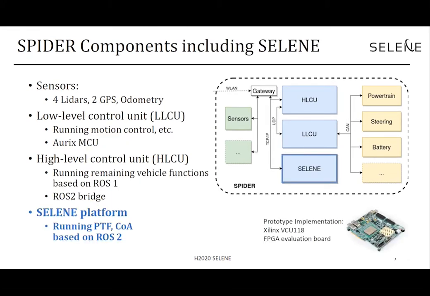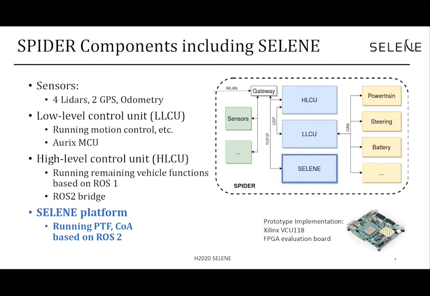Integrating the SELENE platform. Now the components diagram looks like here. We integrate this platform in parallel to the high-level control unit, and we will shift two functions, as already said, path tracking and the collision avoidance, on this platform to have at least a part of the functionality of the Spider in a safe and secure way.